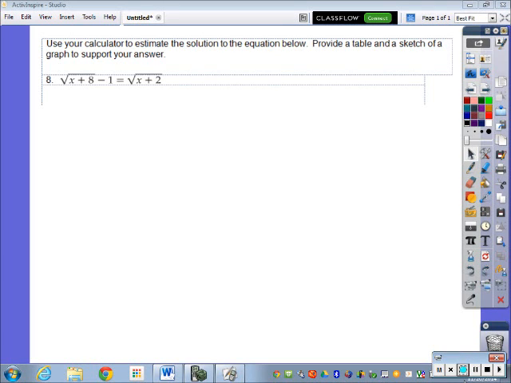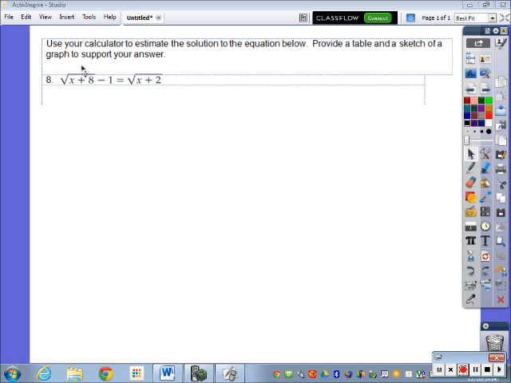Hello, this is Mrs. Taylor, and I want to walk you through how to solve a radical equation using your calculator. So on your study guide number 8, the directions said use your calculator to estimate the solution to the equation below, provide a table and a sketch of a graph to support your answer.